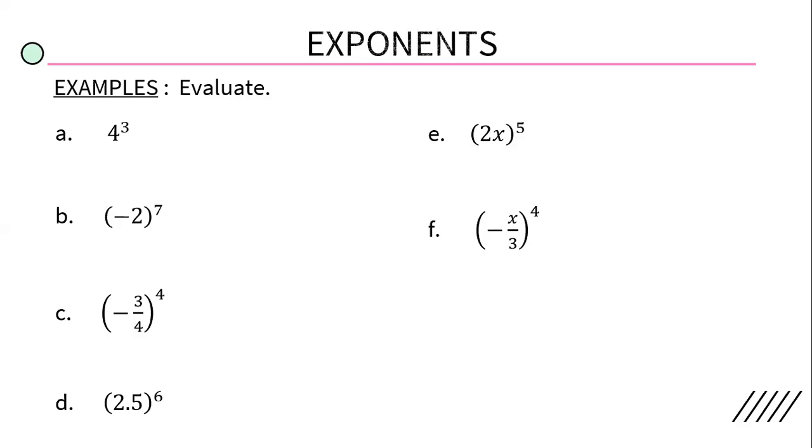So A, we have 4 cubed. So we would simply press 4 and the x cubed button, or the x to the power of 3 button. For those of us who do not have the x cubed button, we would just go 4, shift 3, and that gives us 64.